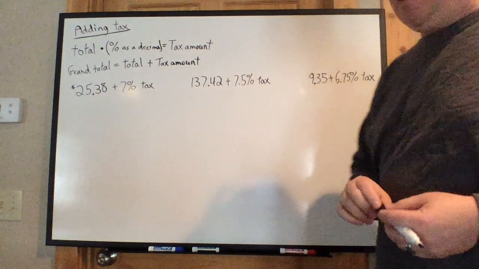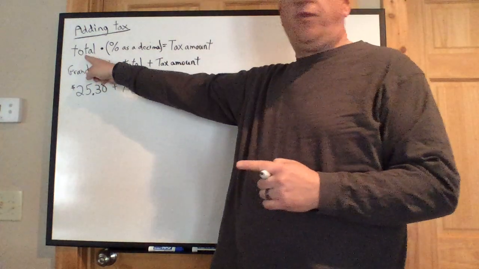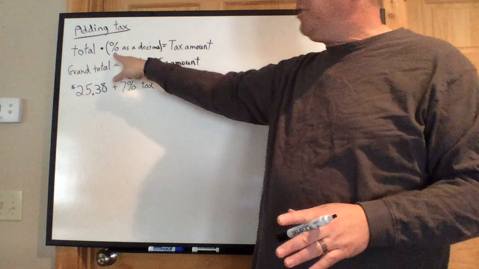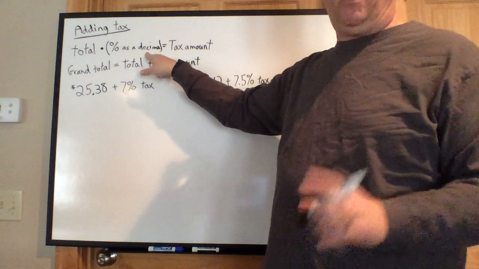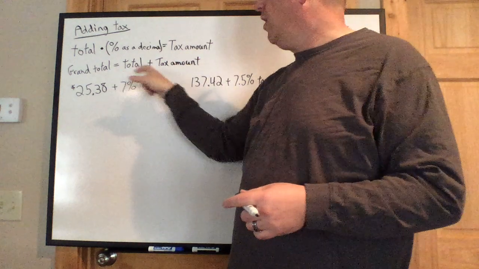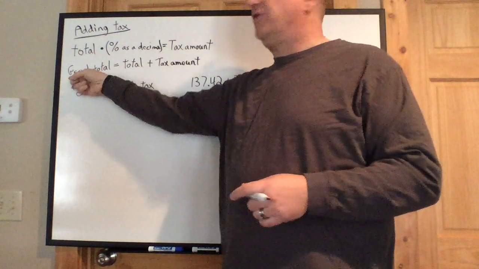When we're doing so, we're taking our total for whatever it is that we're buying, and we're multiplying it by our tax percentage, converted to a decimal. And I'll show you how to do that in just a second. That equals the tax amount. Then we're going to take our tax amount and add it back in to our total to give us our grand total. So let's talk about conversion real quick.